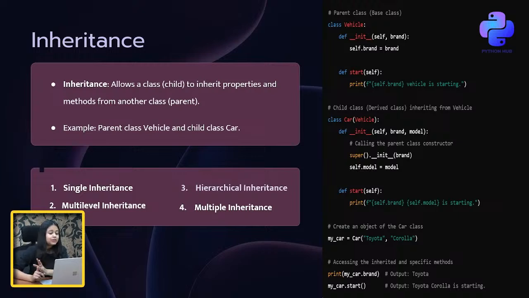Moving to the next is inheritance. Again, what is inheritance? There's a definition written over here, which is that it allows a class, that is a child, to inherit properties and methods from another class, which is a parent class. Let's try to understand it with a very simple example.